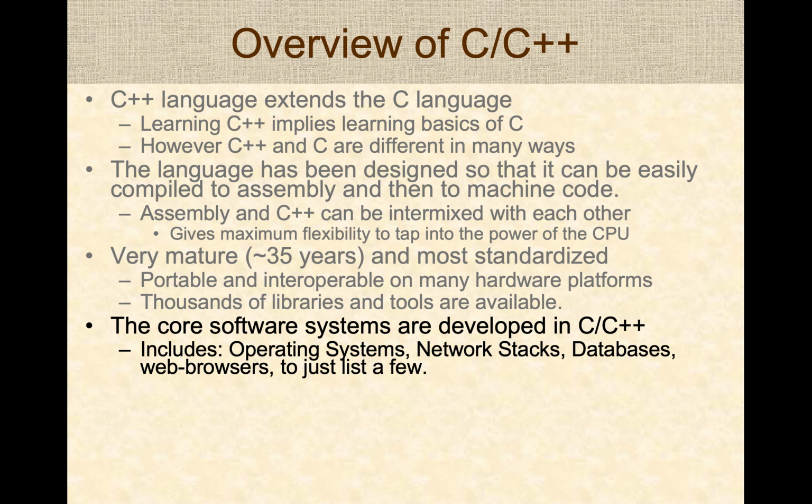Many of the core software systems that we use today are developed in C++. So this includes operating systems, network stacks and protocols, databases, web browsers, compilers. So almost the entire cyber infrastructure that we're using today has been developed in C and C++. And so it is important to understand the operations of this language so we can continue to maintain the cyber infrastructure that we are all so reliant on.